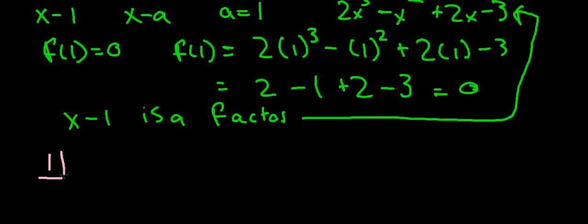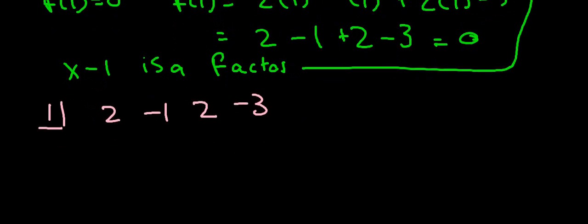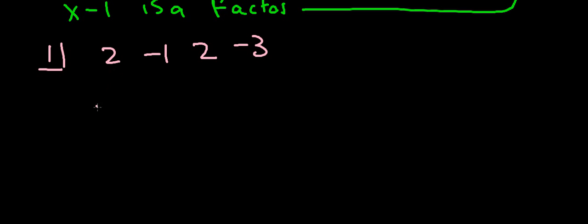So our a is 1. Now let's set up our coefficients. Our coefficient for x cubed is 2, for x squared is minus 1, for x to the first is 2, and for our constant is minus 3. And again, we're going to see in this synthetic division problem that we are not going to get a remainder because it divides in evenly.